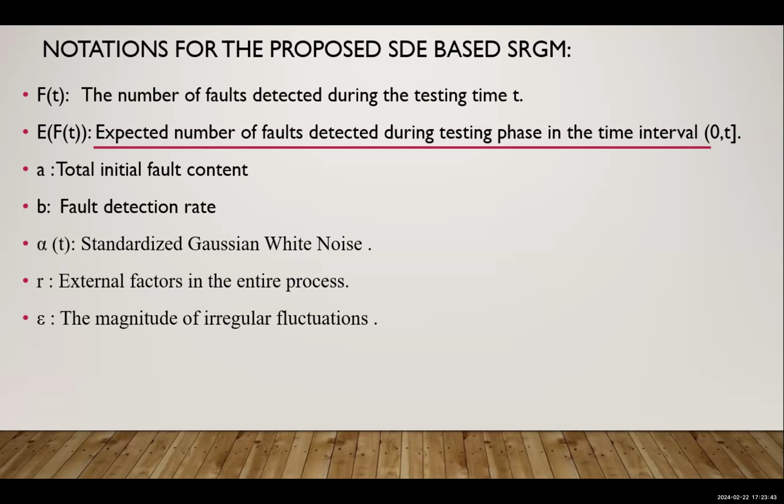Okay, sir. I will go. FT has to be a cumulative number. Oh, FT is a CDF. Okay, sir. Total number of faults. Cumulative, yeah. So you have to use the word cumulative. CDF is a cumulative distribution function. Right? Yes. Then scroll to the next slide, please.